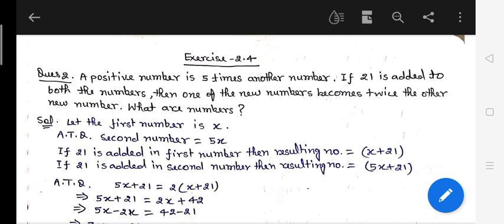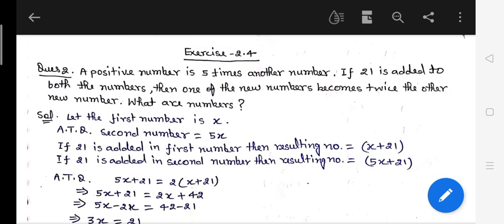Here I am going to explain certain questions from the previous exercises in which some of the students were having doubts. Now here I have written question number 2 of exercise 2.4. A positive number is 5 times another number. If 21 is added to both the numbers, then one of the new numbers becomes twice the other new number.